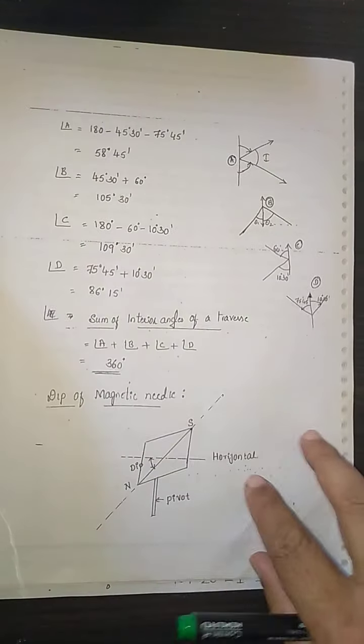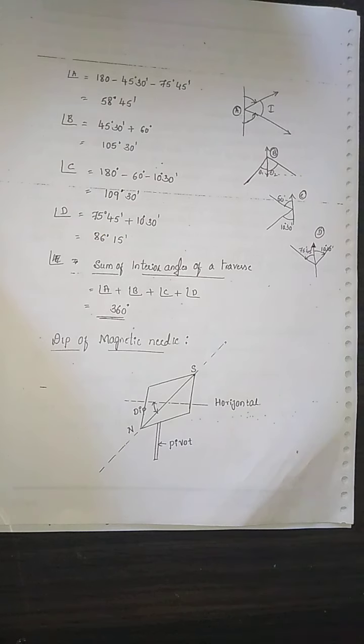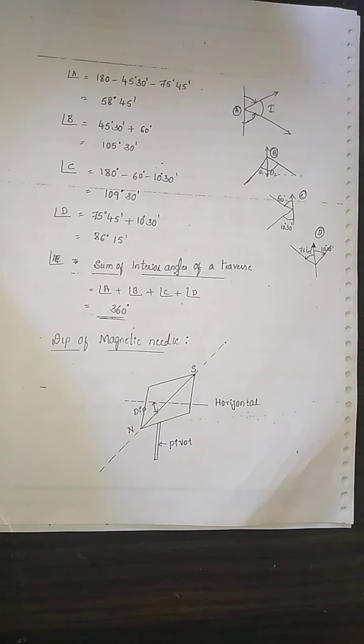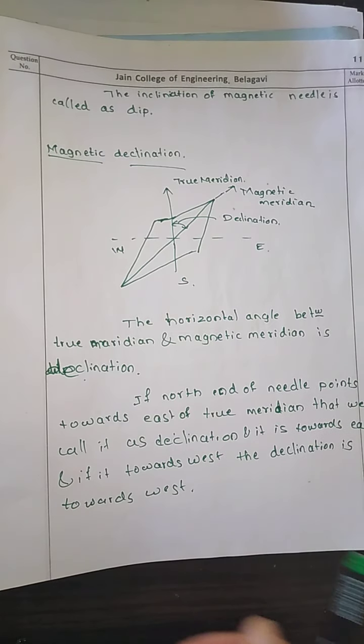Now we are going to see one more concept, that is what is the dip. What is the dip or declination? The inclination of the magnetic needle is called a dip, right? Whenever there is an inclination of a magnetic needle, we call it a dip. Now we will see what is the concept of the magnetic declination.